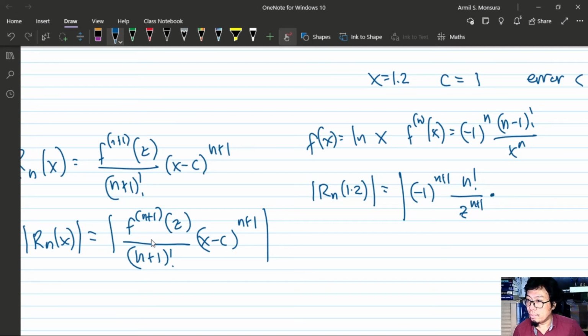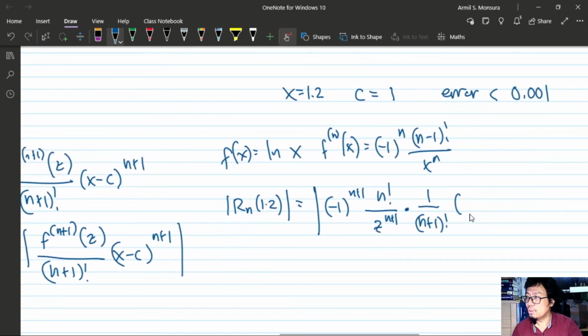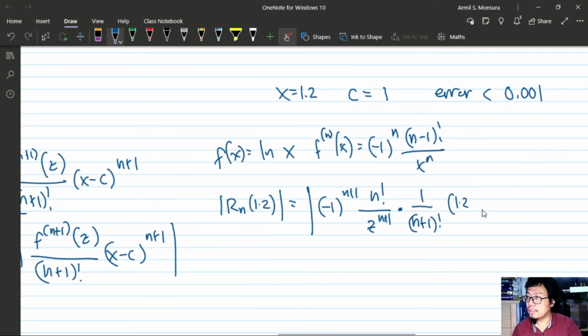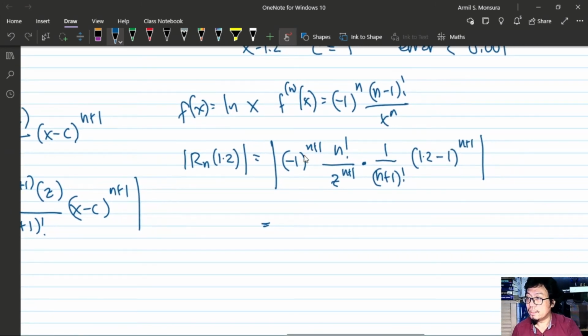And then let's multiply it by 1 over n plus 1 factorial. And then multiply it by our x, which is 1.2, and our c is 1, so raised to n plus 1. So that's how we evaluate your error. Now, since this is under the absolute value, we can simply ignore this because that just gives us the sign. So we'll mark this as cancelled.